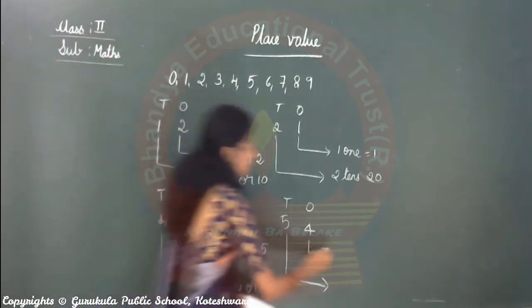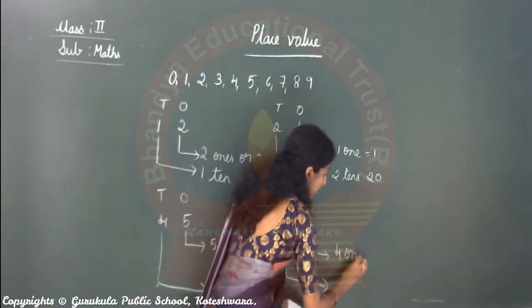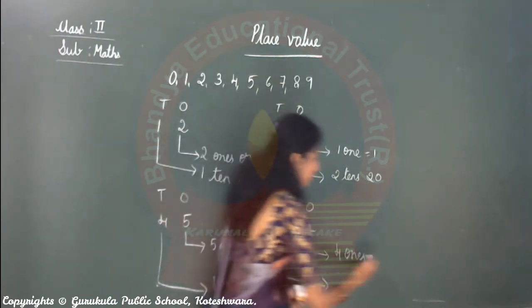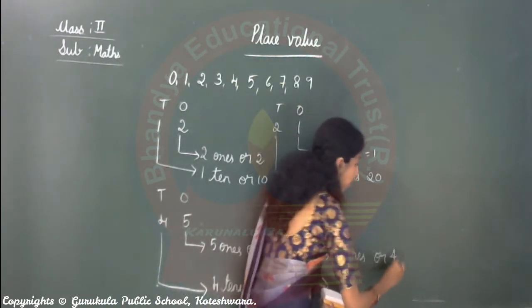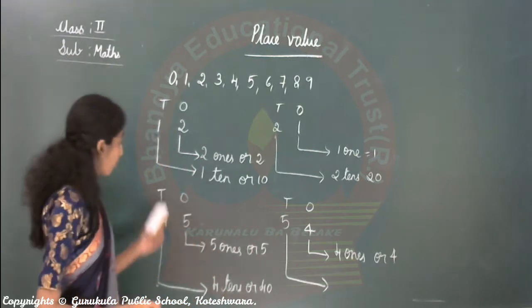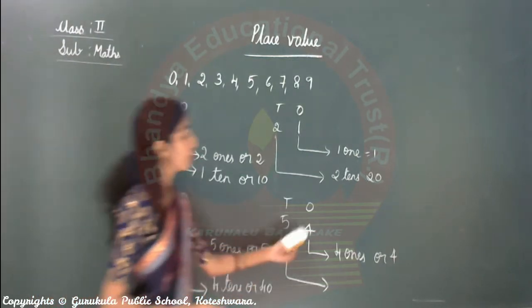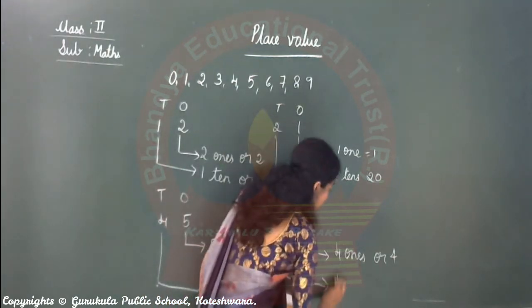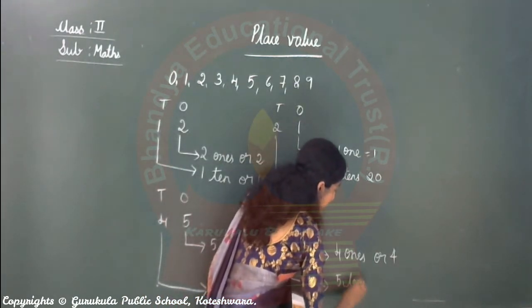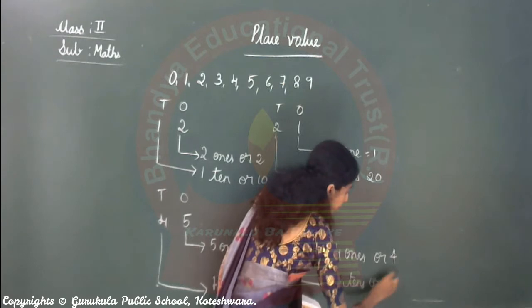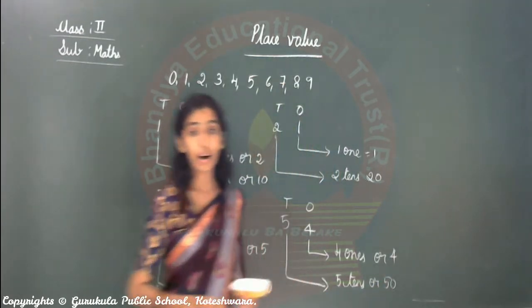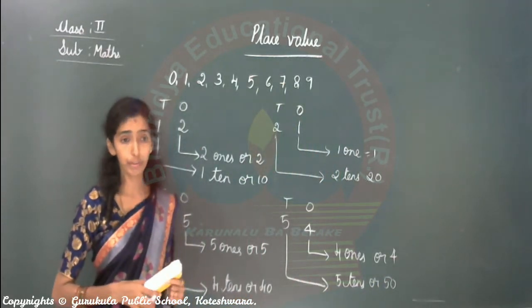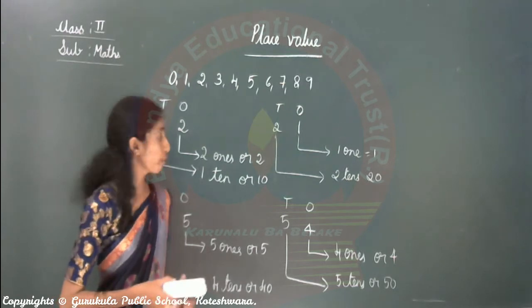But here 4 is in the 1's place value. So, it is 4 ones or 4. But here 4 tens or 40. But here 4 ones or 4. Here 5 is in the tens place value. So, 5 tens or 50.